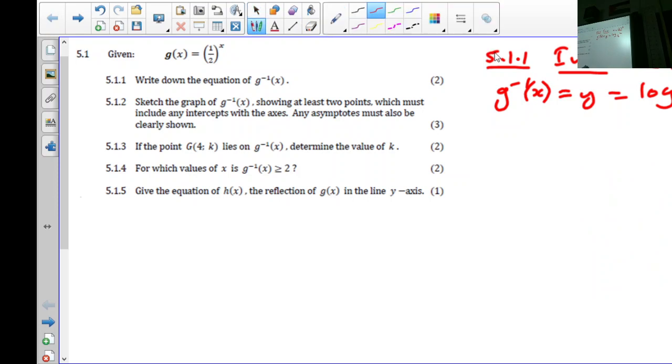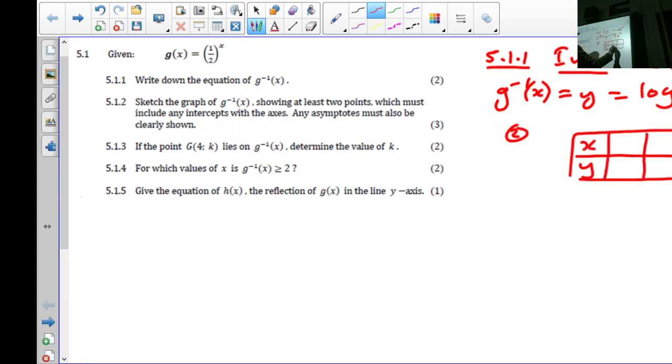In question 5.1.2, the second question, it says sketch the graph of the inverse function showing at least 2 points which must include any intercepts with the axis. Any asymptotes must also be clearly shown. Okay, so if you're looking at this graph here, we use normally a table to draw this graph. So we've got an x and a y. For the log graph, remember, we write negative 1, 0 and 1 in the y column.